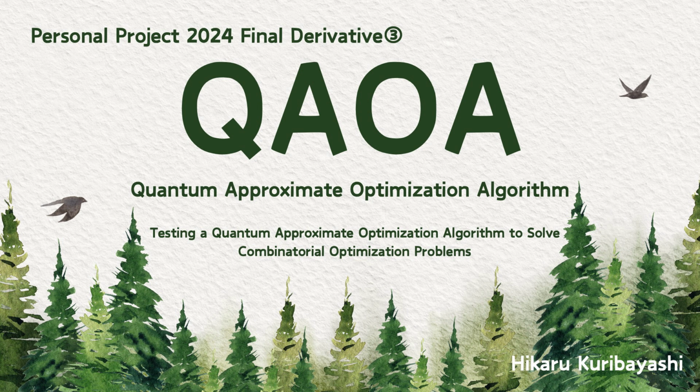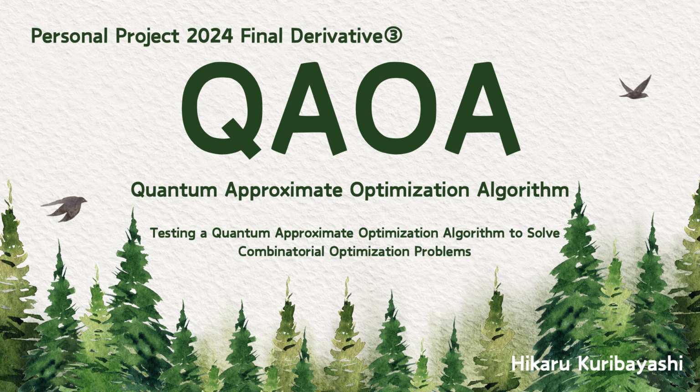lives. While it is expected to solve complex problems more quickly, there aren't many studies that have empirically demonstrated its effectiveness. Therefore, I decided to implement QAOA, solve problems with it, measure the time it takes, and compare it with classical algorithms to verify its effectiveness. My project is titled Testing a Quantum Approximate Optimization Algorithm to Solve Combinatorial Optimization Problems.